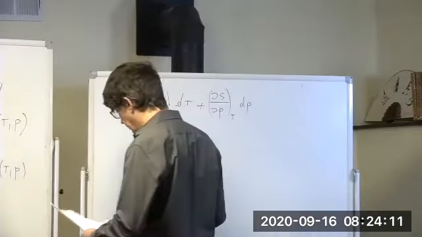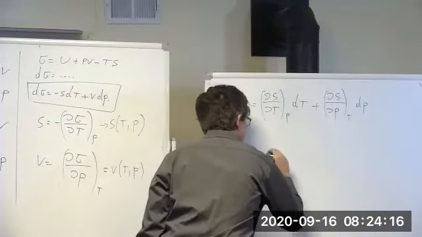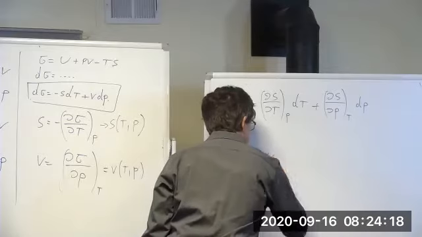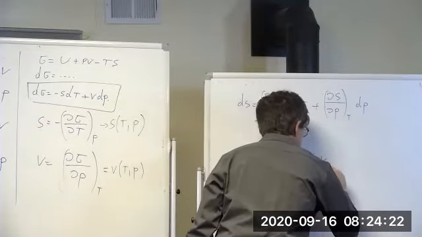And let me do the same for the volume. The differential of the volume is the change of volume with temperature at constant P plus the change of volume with pressure.